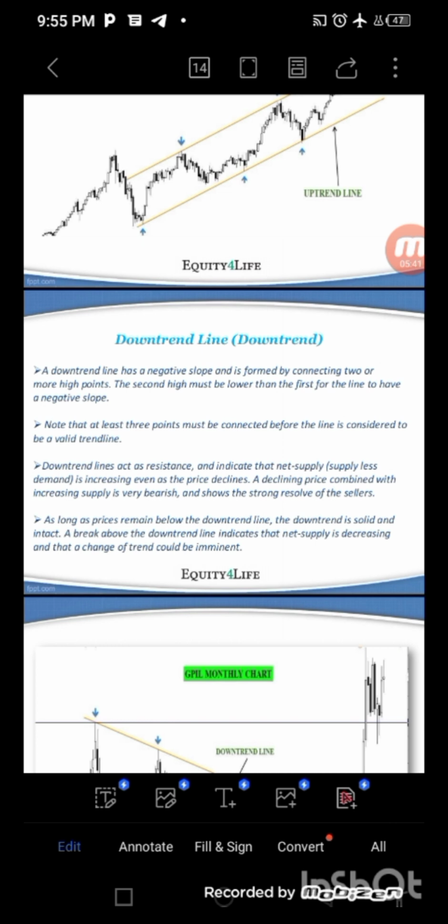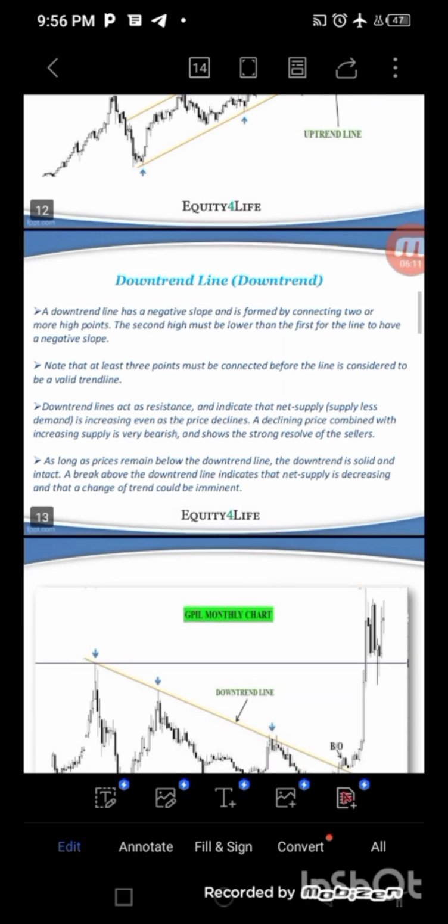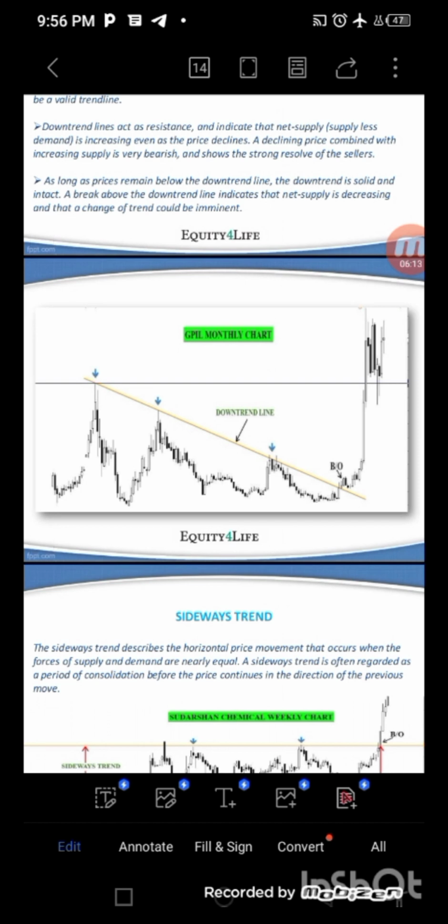A downtrend acts as a resistance and indicates that net supply, or supply less demand, is increasing even as the price declines. A declining price combined with increasing supply is very bearish and shows the strong resolve of the sellers. As long as the price remains below the trend line, the trend is solid and intact. A breakdown of the trend line indicates that the net supply is decreasing, and that a change of trend could be imminent.